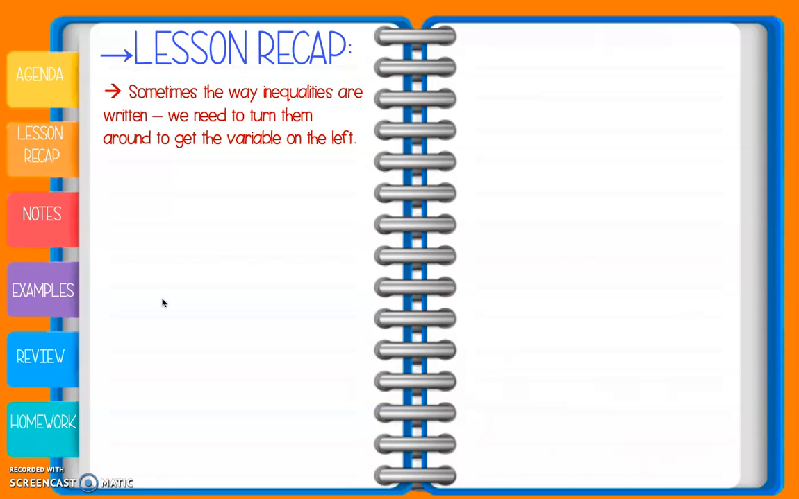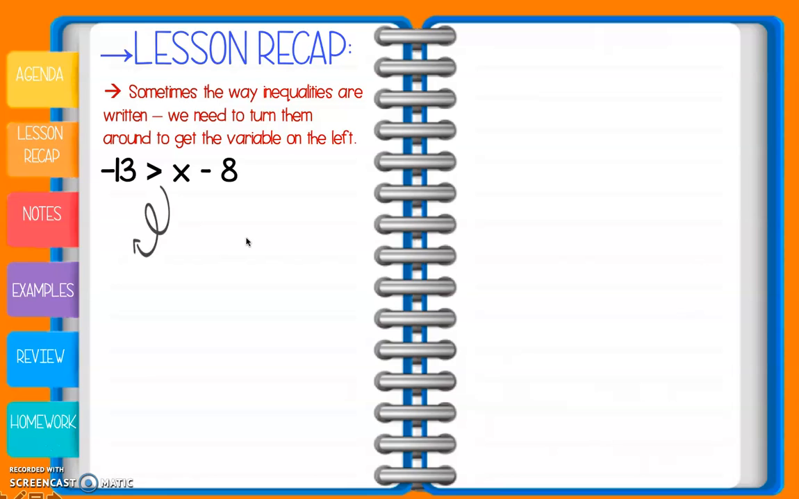So we want our answers in the form variable on the left, inequality symbol in the middle, solution on the right. So sometimes we have to turn them around to get that. So, for example, negative 13 is greater than x minus 8. Our variable x is over here on the right, okay? We don't want it that way. We want it over here on the left.